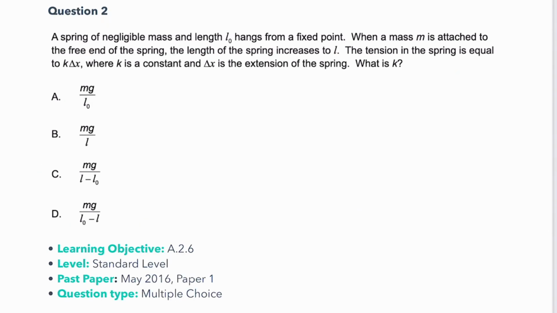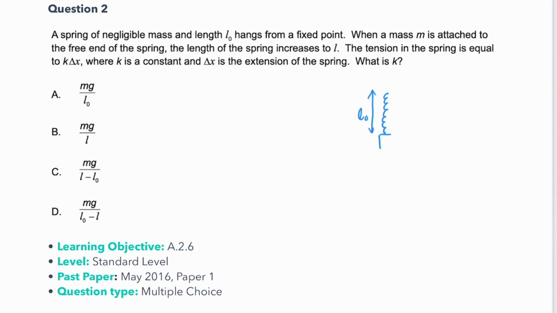Question 2. A spring of negligible mass and length L naught hangs from a fixed point. When a mass is attached to the free end of the spring, the length of the spring increases to L. So that becomes L. The tension in the spring is equal to Kx. So tension is equal to K delta X, where K is a constant and delta X is the extension of the spring. What is K?